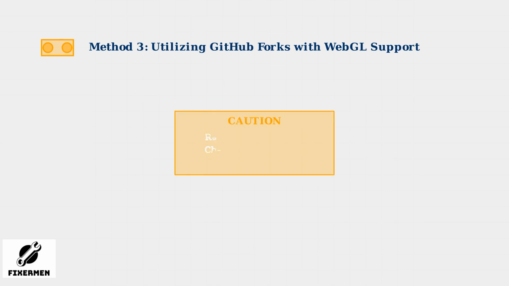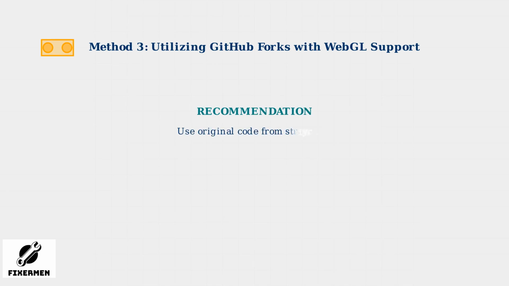When using forks from GitHub, exercise caution and review the code to ensure it's safe. Unknown sources could potentially contain security risks or unwanted modifications. For the best reliability and security, using the original Bongo Cat code directly from strayer.com is always recommended whenever possible.